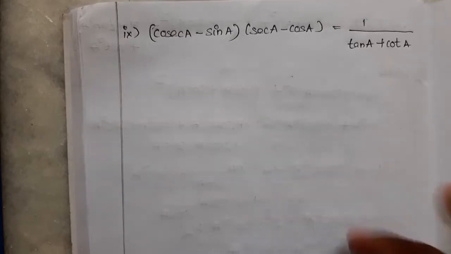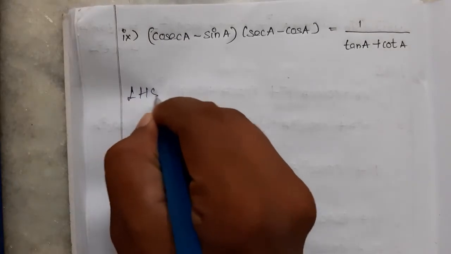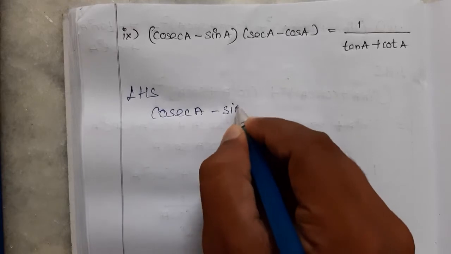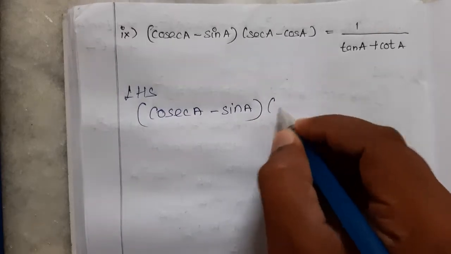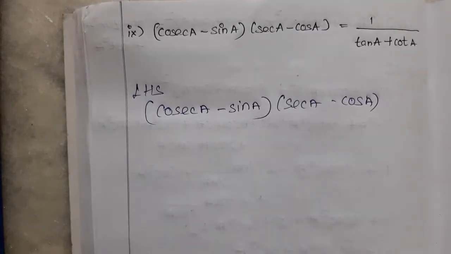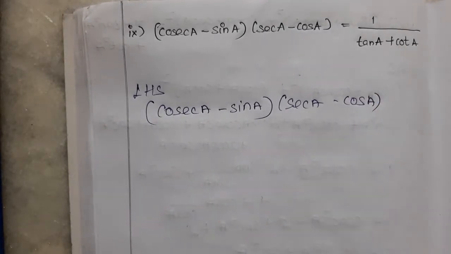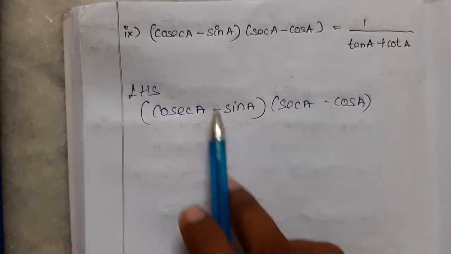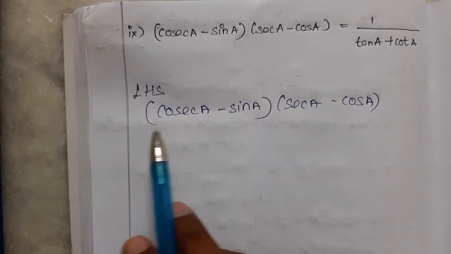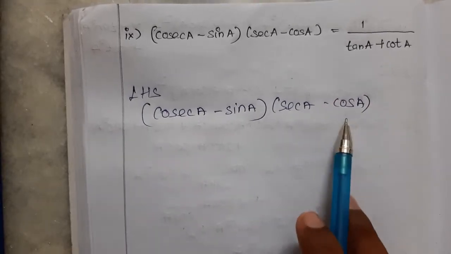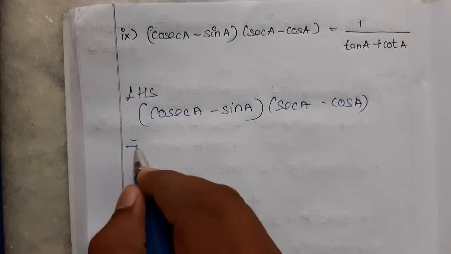So here we go for the next problem. So LHS is (cosec a minus sin a) into (sec a minus cos a), which we have to prove equal to 1 by (tan a plus cot a). So we need sin in the denominator. So let me change the sin into 1 by cosec a. So we will get the denominator in terms of cosec, and here also the cos we can write as 1 by sec. We will get the denominator in terms of the sec.